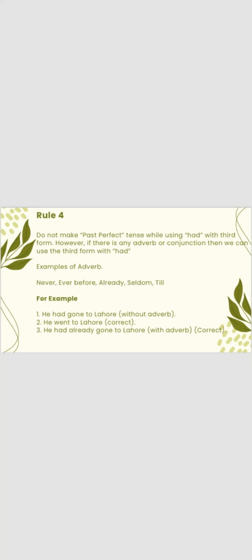It is a sentence without an adverb. So in the second sentence he said, he went to Lahore. It is also correct, but it is without the verb had. In the third sentence he said, he had already gone to Lahore. We have used had and already as an adverb, which is also correct.